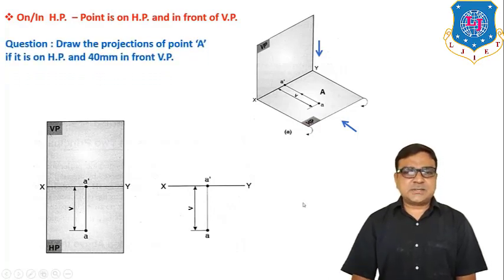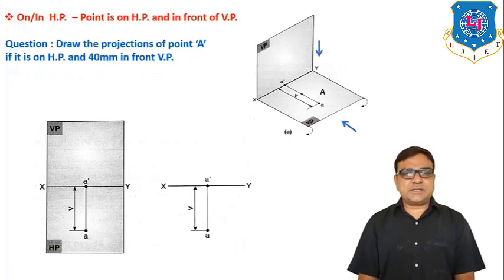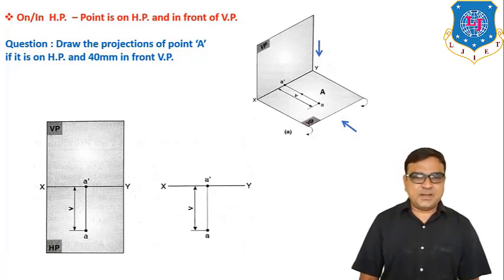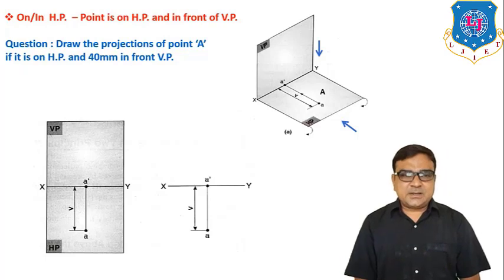Suppose my question is like this: draw the projection of point A if it is on HP and 40 mm in front of VP. So here the value of V is equal to 40 mm.